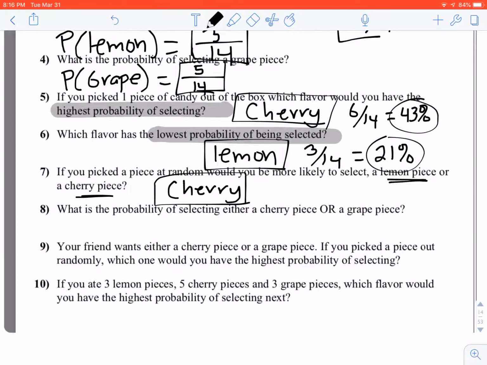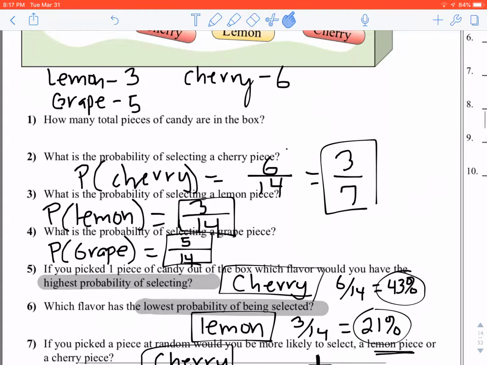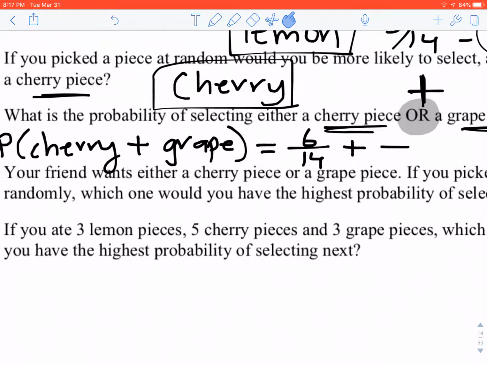Number 8. What is the probability of selecting a cherry piece or a grape piece? So this is really important for the future in this unit, cherry or grape. Remember, or means we are adding the two different probabilities together. So we just talked about that cherry has 6 pieces, plus, if you look back up at your grape, grape has 5.